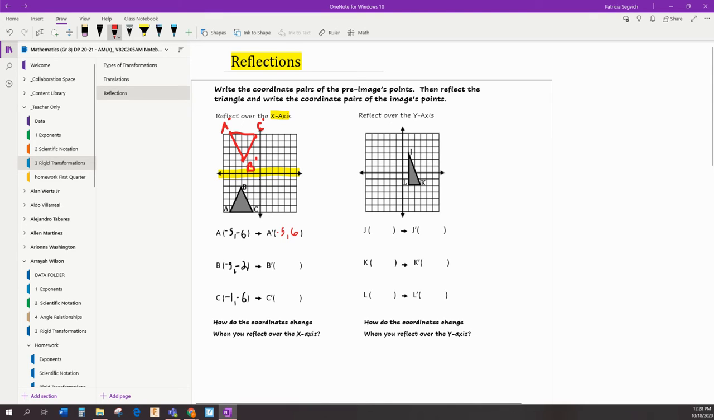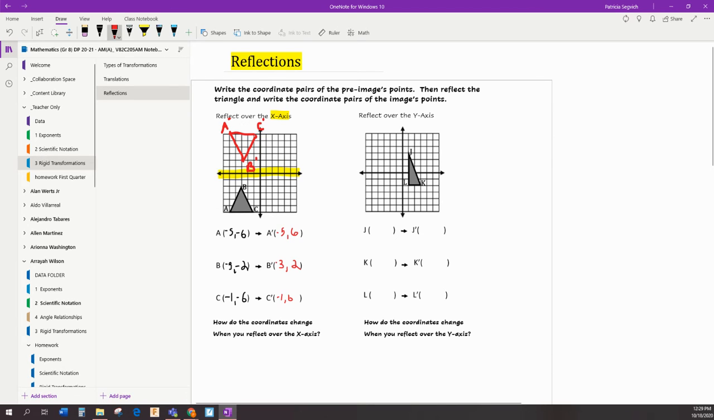For B prime, we have 1, 2, 3, so -3, and 1, 2, so +2. -3 and a +2. Notice we had a -3, -2. Now we have -3, +2. For our C prime, we have -1 and then 1, 2, 3, 4, 5, 6 up. So it's -1 and a +6.